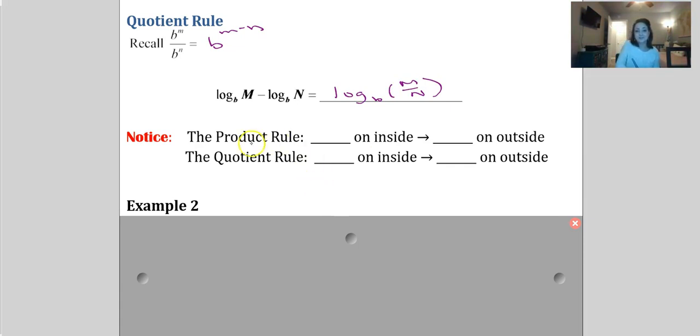All right, so notice that for product rule, multiplication on the inside turns into what on the outside? Addition. So then that's how you can break them into more pieces by putting a plus on the outside of each log. Quotient rule has division on the inside, and it turns into subtraction on the outside.